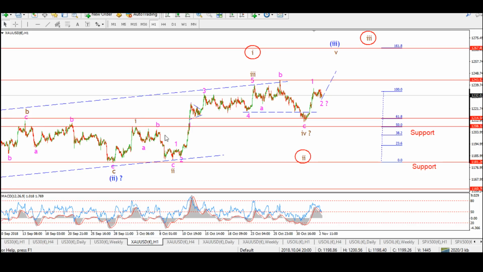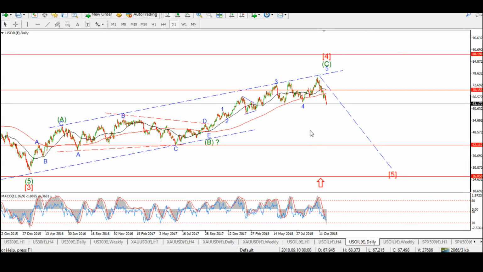we have wave 1, 2, 3, 4 completed, and now we're working on wave 5 of 3. And to be honest, I'm leaning in favor of the alternate count right now, but we're probably 50-50, and there's no point in just changing it because of that. I think if we move up and we take out that 161.8% level there, we'll shift to that alternate count, and that would be even more bullish in the short term. Okay, so that's gold.